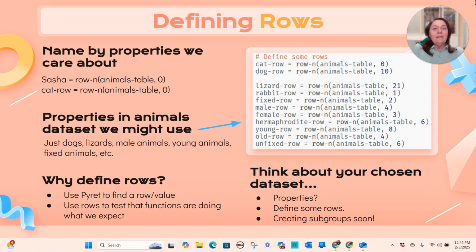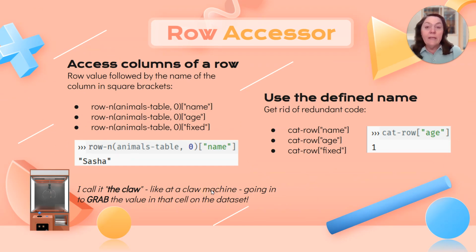So then students say, let's think about your own chosen data set. What are some properties in your data set? If you're doing Pokemon, maybe you like a fire row or a water type row. That might be something you want to think about in your data set down the way, and get them to begin to think about their own chosen data set and properties they might want some subgroups for later on.